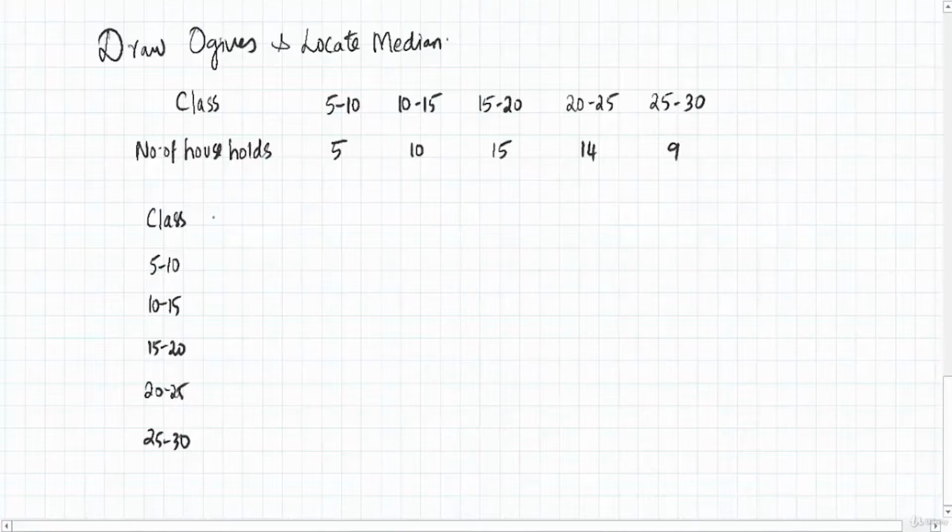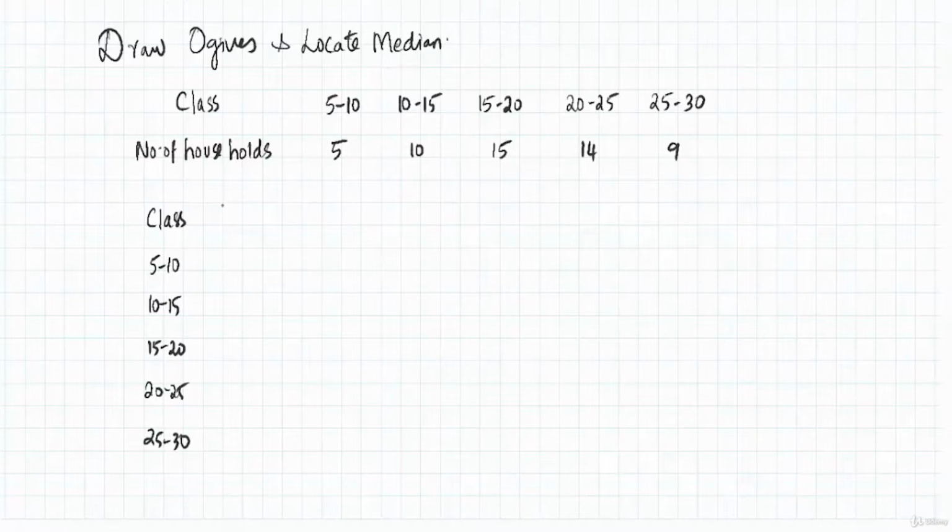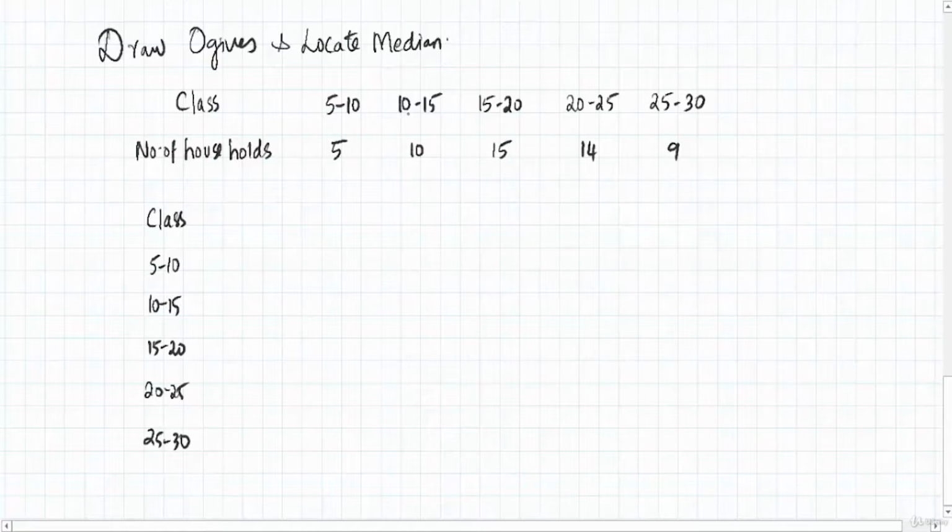Here I'm going to divide this class into two segments, that is, one which is the lesser-than segment, the other one which is the greater-than segment. So what is that? Here we are identifying the class and the number of households. How many households are in the class of 5 to 10? We can say 5. How many households are in the class of 10 to 15? We can say 10. But if I ask you how many households are in the class less than 15, then it is going to be 15.